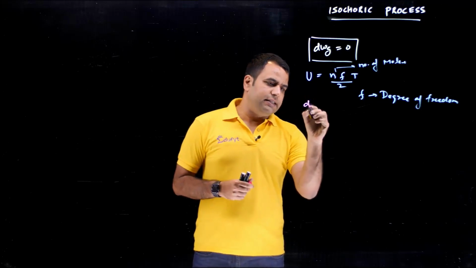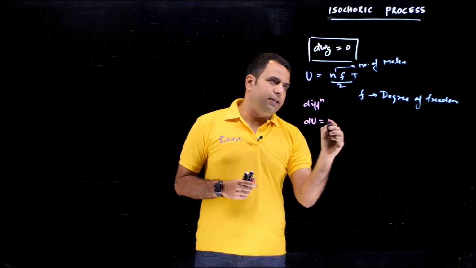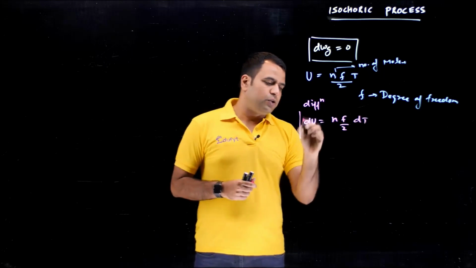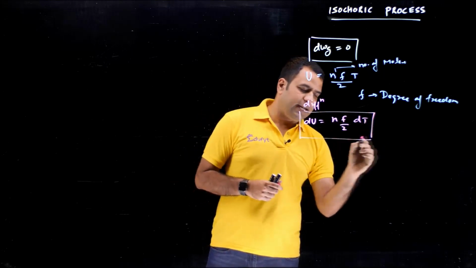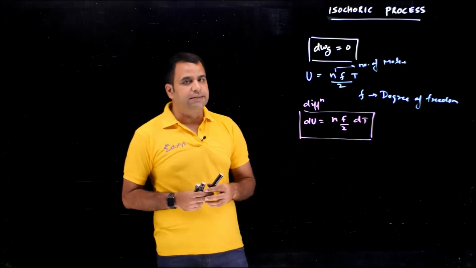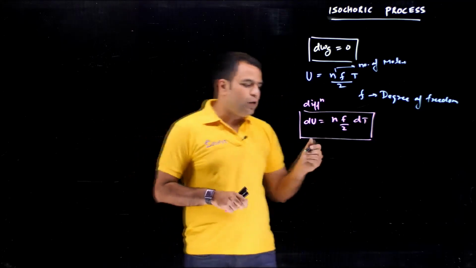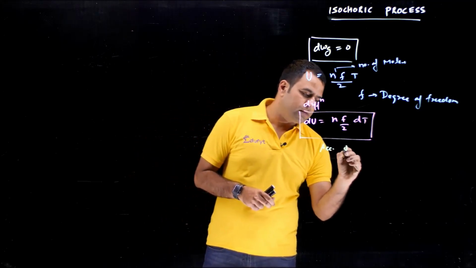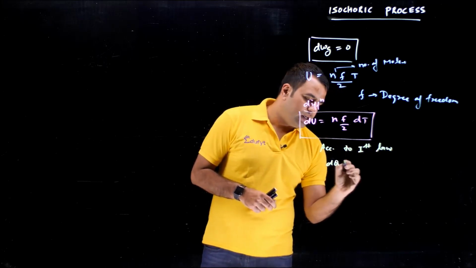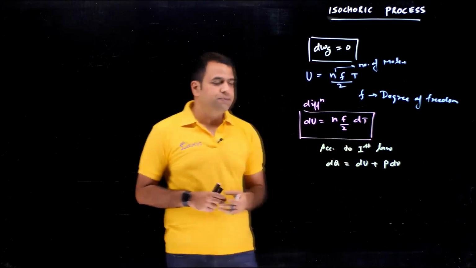So if I differentiate this equation, I'll get dU is equal to nf by 2 dT. So the change in internal energy in isochoric process becomes nf by 2 dT. Okay. Now let's follow the first law of thermodynamics. According to the first law, we have dQ is equal to dU plus PdV, or dW.